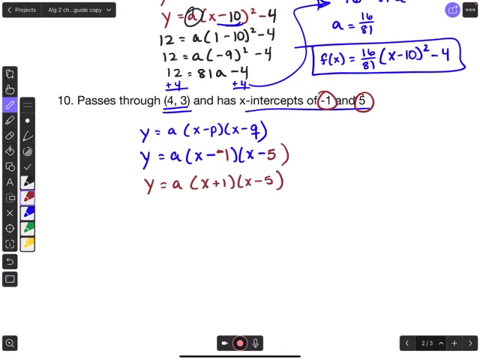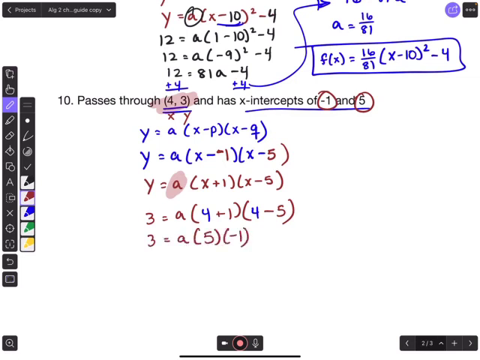And again, my equation is done except for I do not know the a value. So let's go find him. How do I find him? I use that other point. They tell me when x is 4, y is 3. So if y is 3, x must be 4. So every time I see an x, I put in a 4. We do a little math to figure out what a is. That's a 5. 4 minus 5 is negative 1. 3 equals 5 times negative 1, which is negative 5 times a.